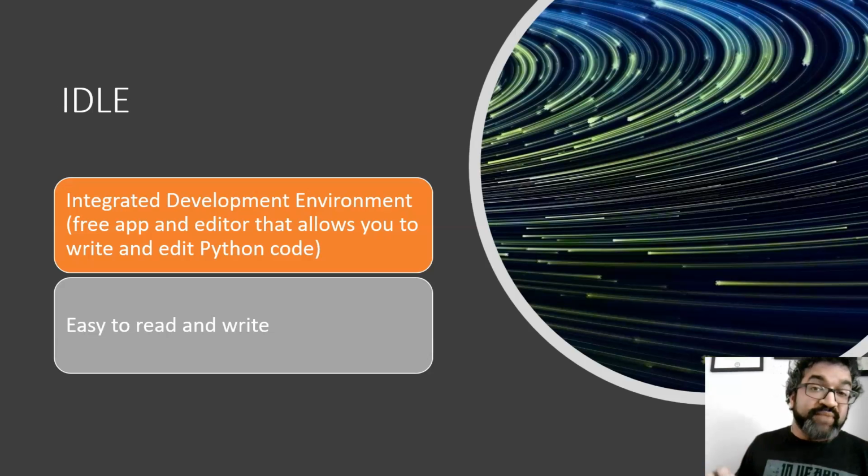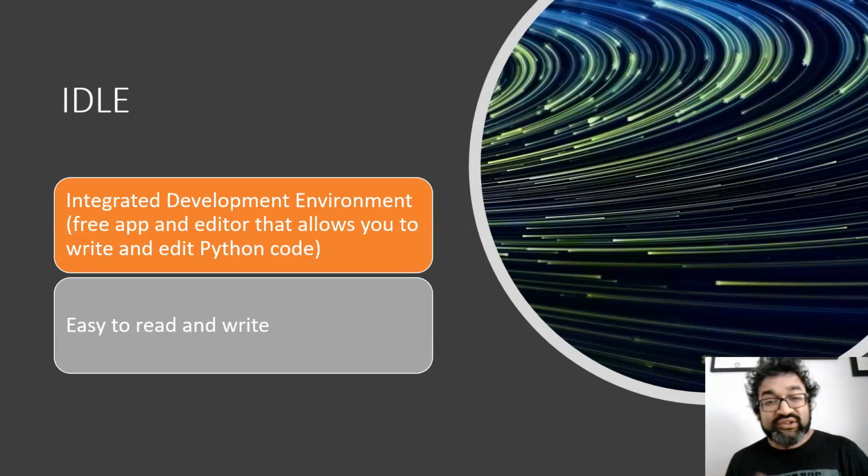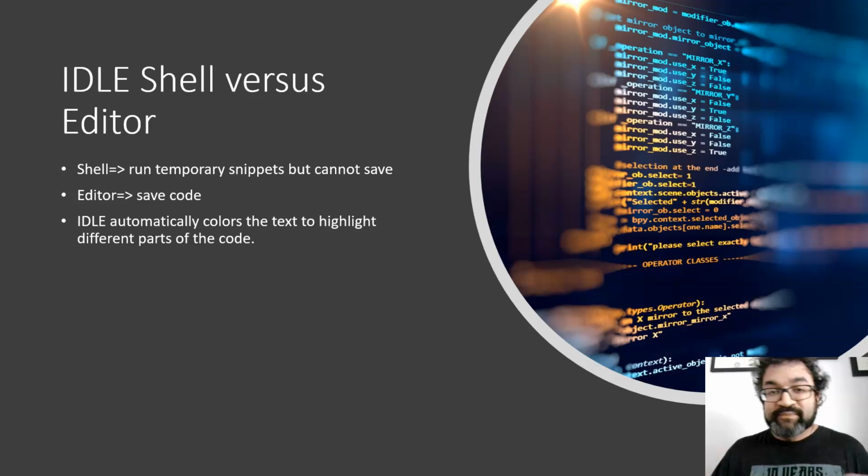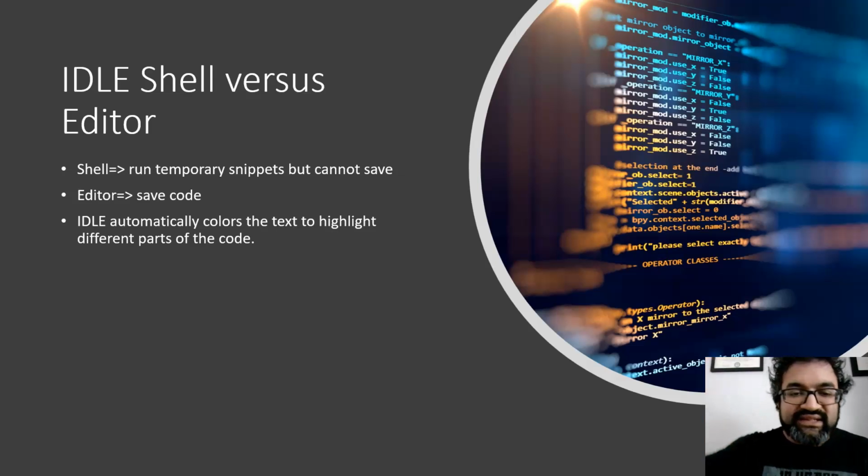So what comes with the Python programming package? Something called IDLE, the Integrated Development Environment. It's a free app and editor that allows you to experiment and write and edit Python code, and it's really easy to read and write in IDLE. You have a shell with temporary snippets, where if you run the snippets and experiment, you can't really save that. That's the disadvantage of the shell. But if you experiment like in a soapbox in the shell, then in the editor you can go in and create a formalized edit.